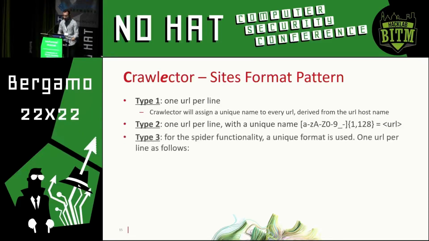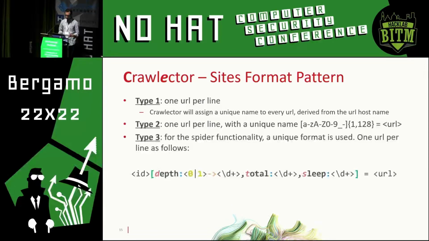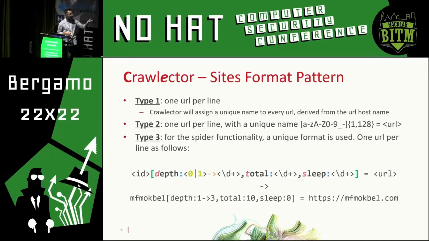Type 3, this is specific to the spider functionality. And this is something that you have to understand a bit more. It has this format. So the ID follows the same type 2 ID format, consisting of this regex. But between those brackets, you've got these 3 conditions: depth, total, and sleep. So let's take this as an example. Let's say I want to scan mfmokbel.com or nohat.it, right? So you want to find additional links on this website. How would you do that?